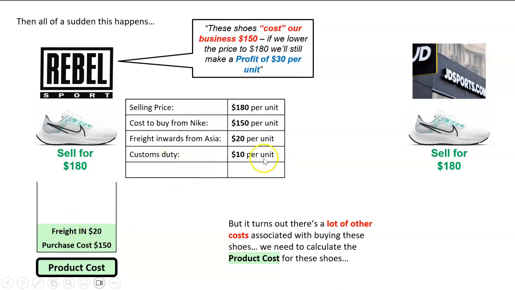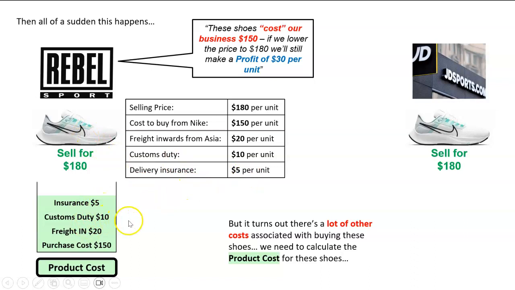Also, customs duty. We can't get them from Asia on a ship unless they come through customs. So that should go in there too. Customs duty of $10 per unit. And maybe we get the ship and the delivery insured in case there's a problem, at $5 per unit for every shoe that we buy. So that should go in too.